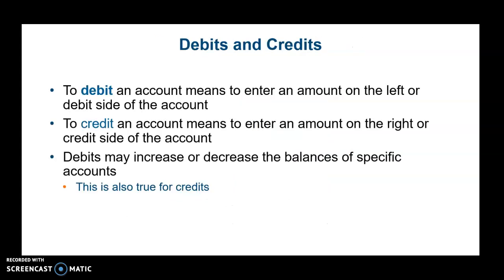So debits and credits, as we talked about, a debit to an account means that it's any amount entered on the left side. A credit to an account means it is anything that's entered on the right side. Each side of them may increase or decrease depending on the type of account. Again, we have to classify them as the different types of accounts: assets, liabilities, or owner's equity. And then that will help tell us whether they increase or decrease on the debit side.